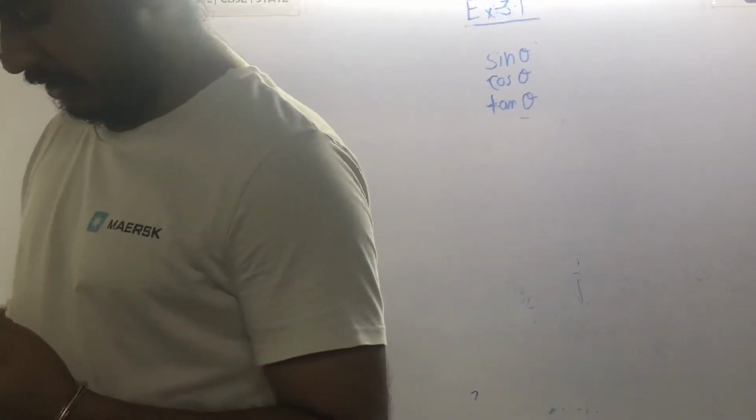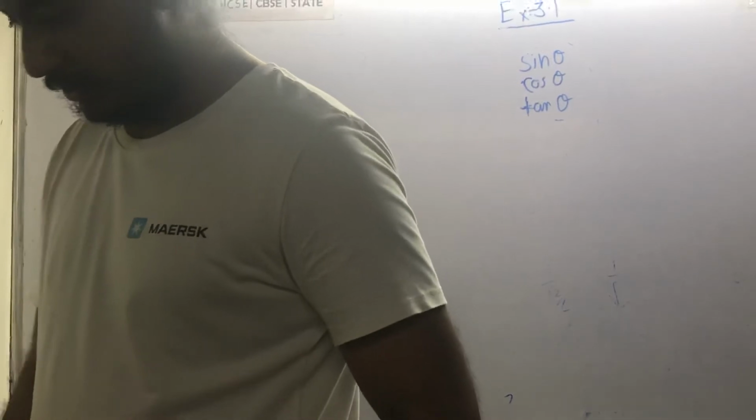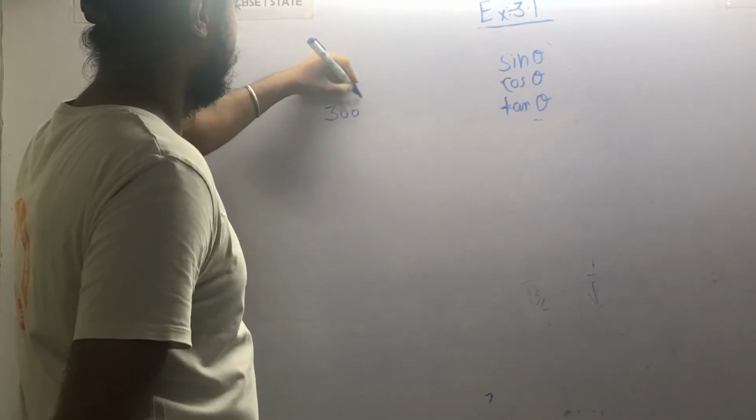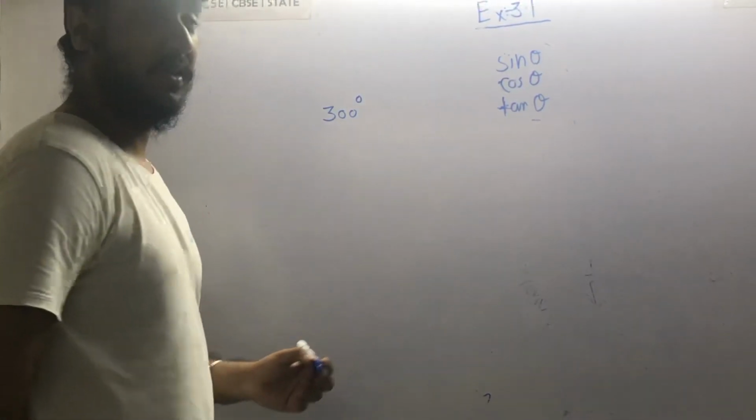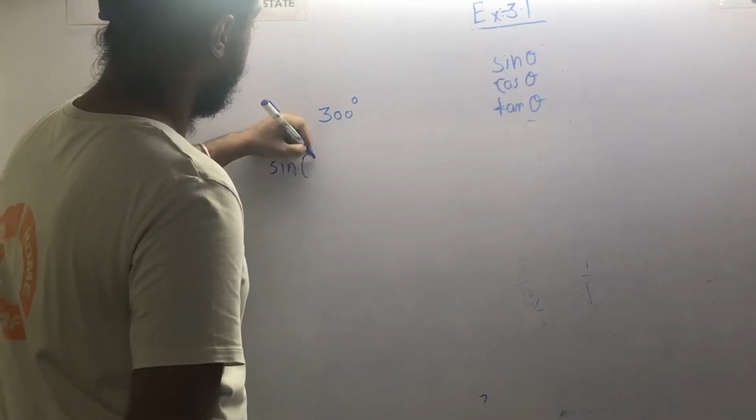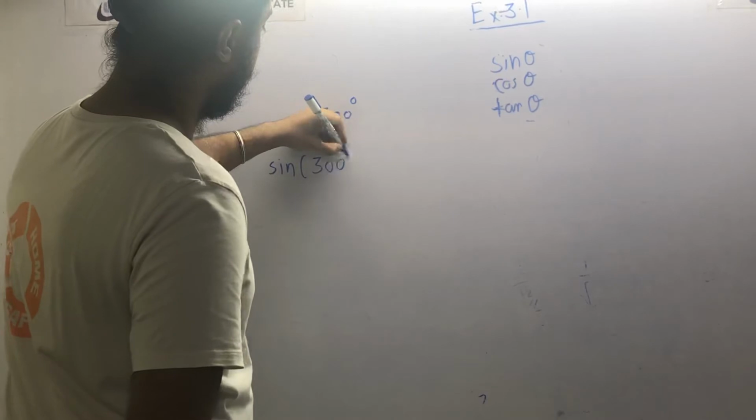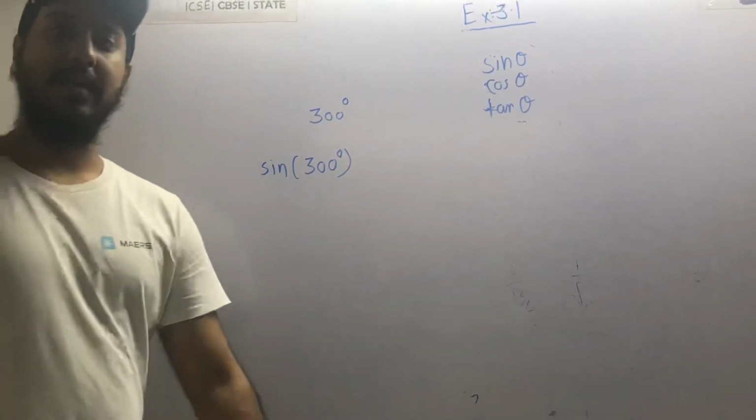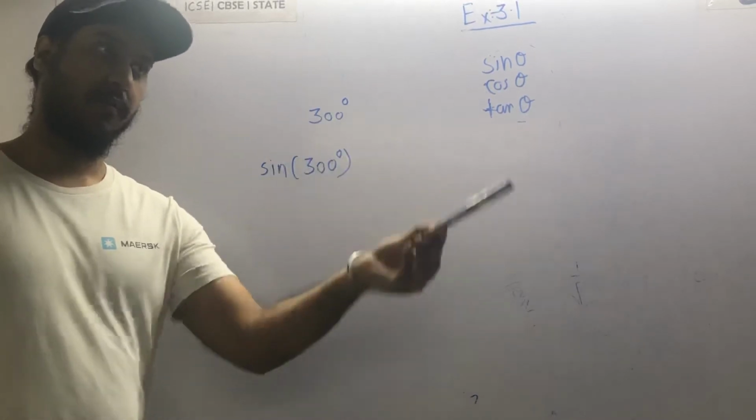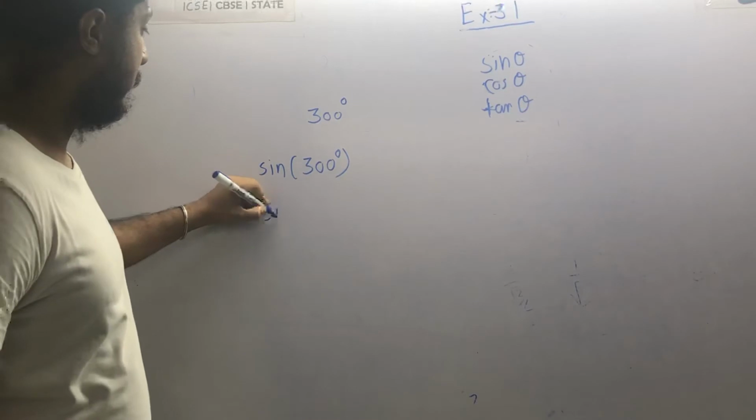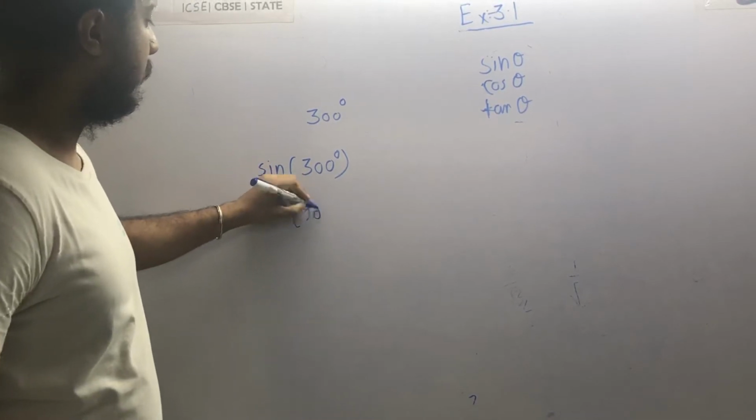Next one is 300 degrees. Okay, 300 degrees. We will find sine 300 first. Now, in which quadrant is this 300 degrees lying? See, you can write it as sine of 90 into 3. 90 into 3 is how much?